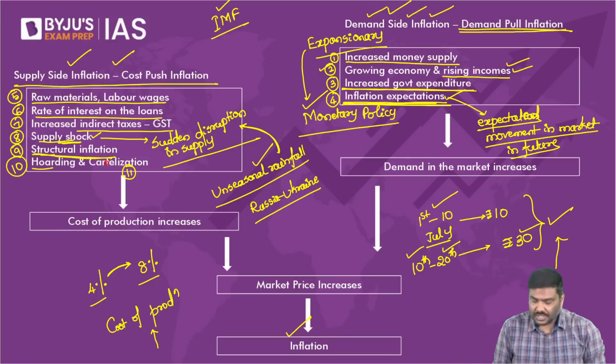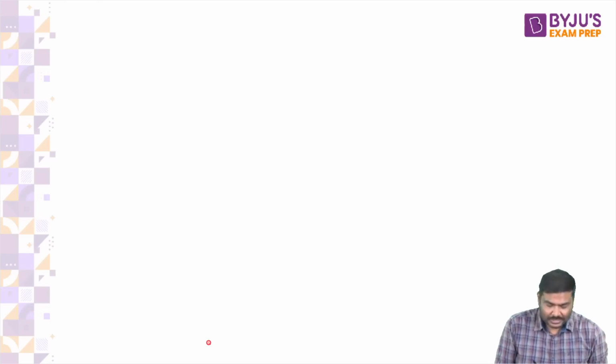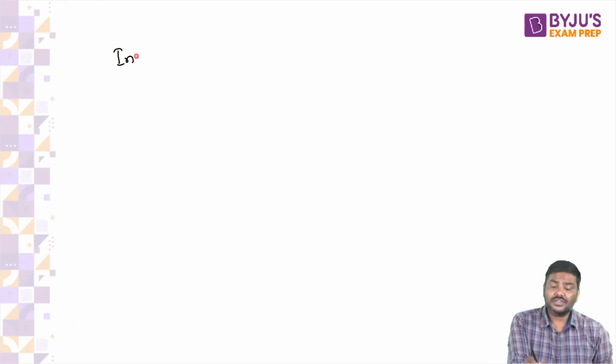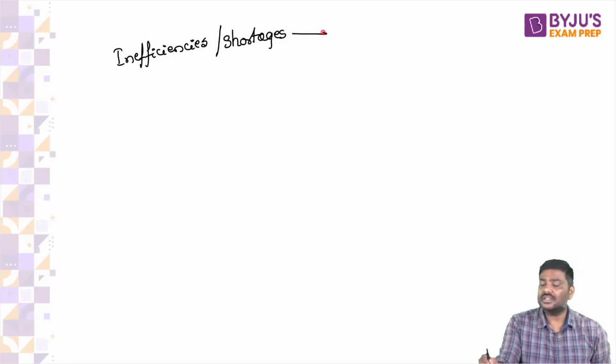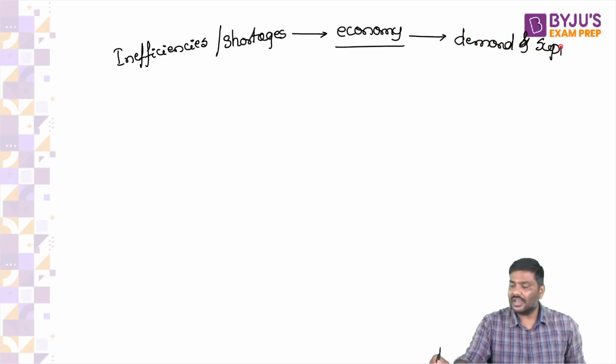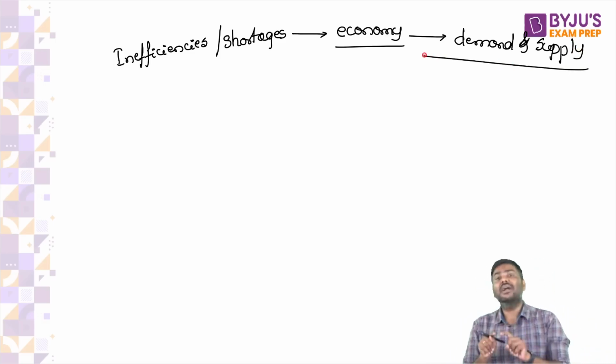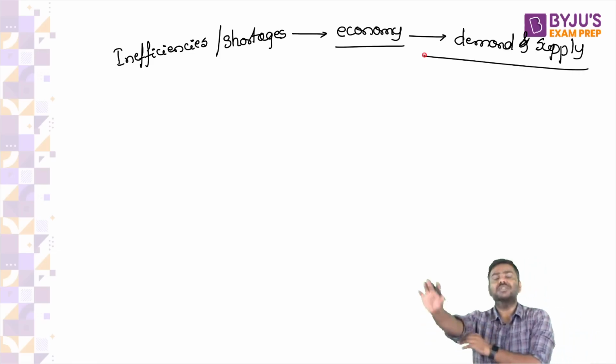Now, what do you mean by structural inflation? Structural inflation simply means whenever there are inefficiencies in the infrastructure. What do you mean by inefficiencies? Shortages. Whenever there are shortages or inefficiencies in the economy, that will cause a mismatch between demand and supply, which can cause inflation. How, sir? Let me start.